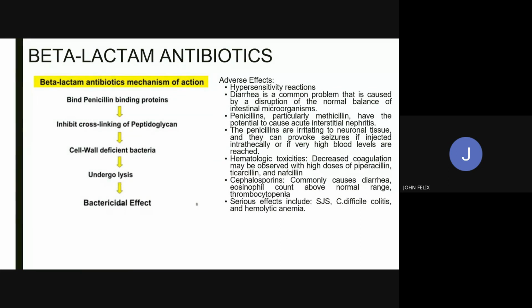The adverse effects with beta-lactam antibiotics are hypersensitivity reactions and diarrhea. Penicillins, most particularly methicillin, can cause acute interstitial nephritis, and some penicillins can trigger seizures in high-risk patients, along with hematologic toxicities. Cephalosporins commonly cause diarrhea, eosinophil count above the normal range, and thrombocytopenia. Serious effects may include Stevens-Johnson syndrome, C. difficile colitis, and hemolytic anemia.